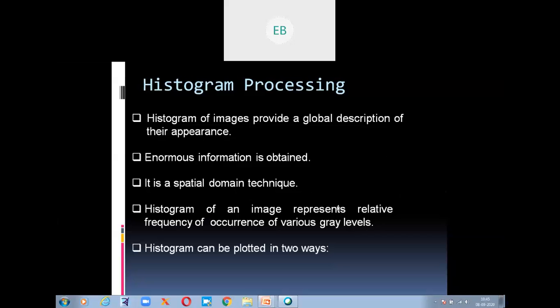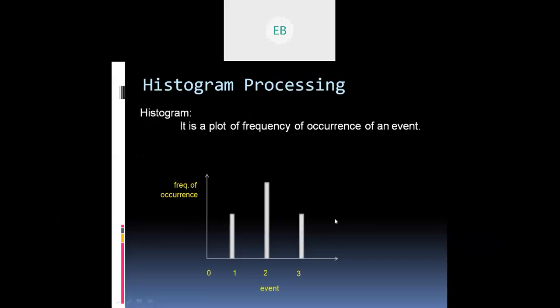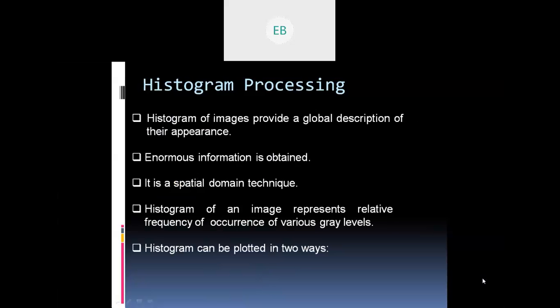Then it is saying that the histogram of an image represents the relative frequency of occurrence of various gray levels. That is, these are nothing but the occurrence of various gray levels or intensity values of pixels of an image. Then a histogram can be plotted in two ways. We have two ways for plotting a histogram.